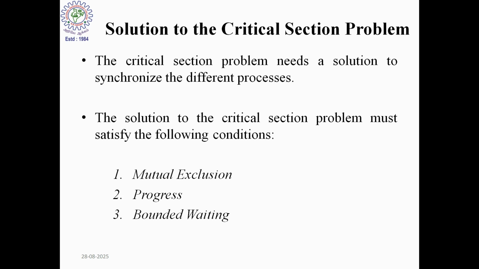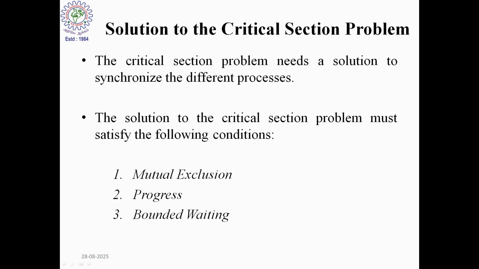Any solution given to the critical section problem has to satisfy three conditions: mutual exclusion, progress, and bounded waiting. Mutual exclusion, as the name indicates, means only one process can be allowed to enter the critical section at any instant of time. Similar to an atomic property, only one process is allowed at a time. That is called mutual exclusion.